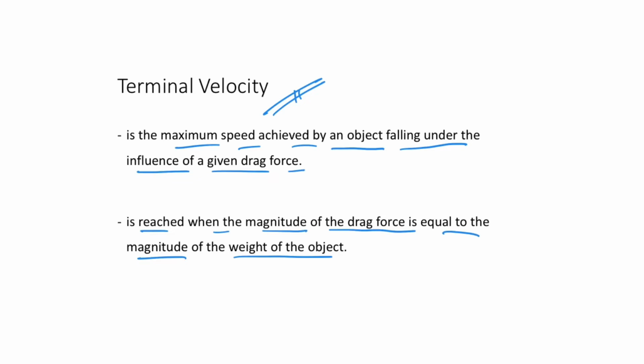So if we are to draw the free body diagram of the object, say for example this is the object right here, the forces acting on the object when it has reached this terminal velocity would be the following. We have the weight of the object downward, and we have the drag force in the opposite direction. In this case, we'll call it F drag or FD. The magnitude of the drag force is equal to the magnitude of the weight of the object.